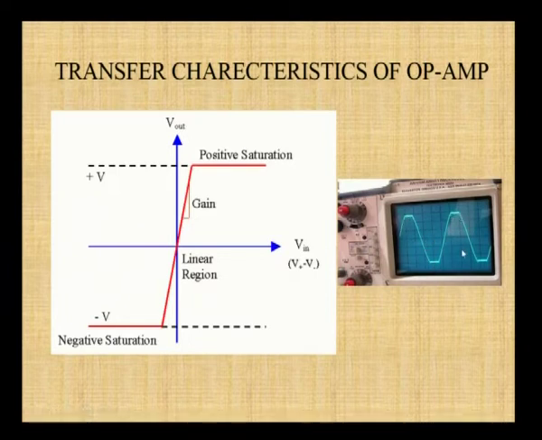This clipping part is shown because if the output is saturated, then in the sine waveform also the peak voltage will be clipped away.